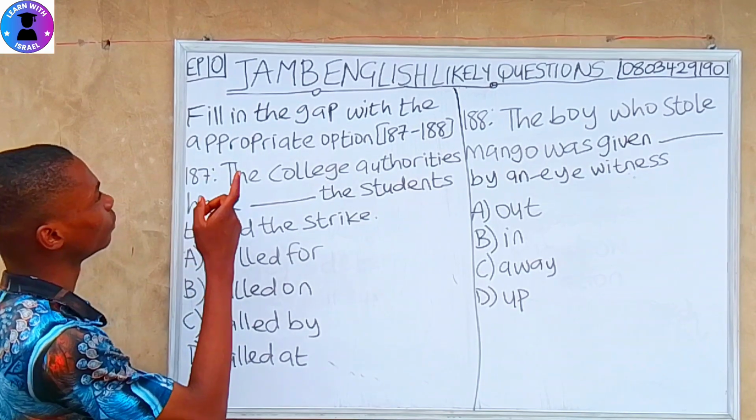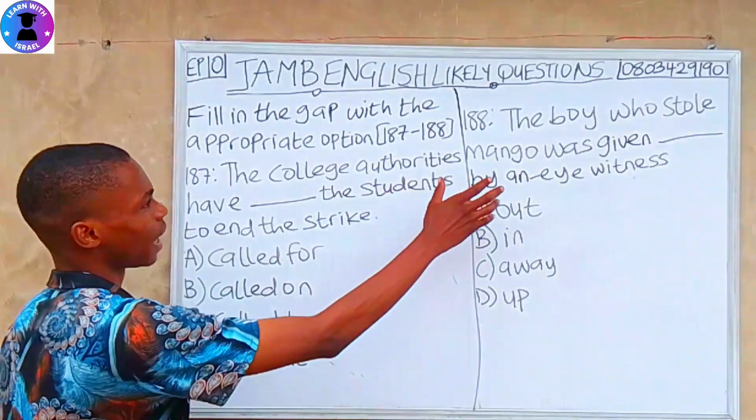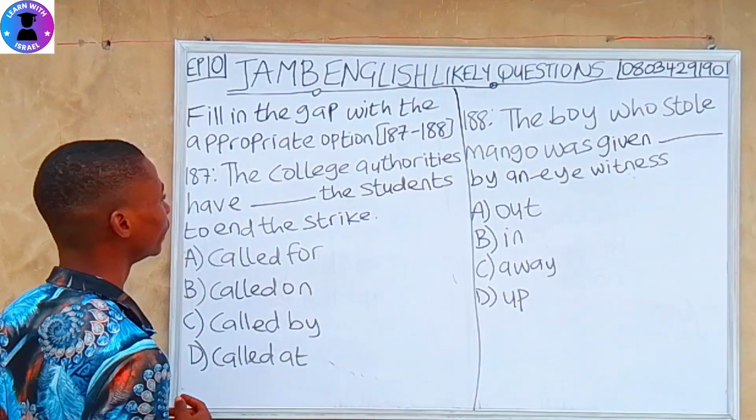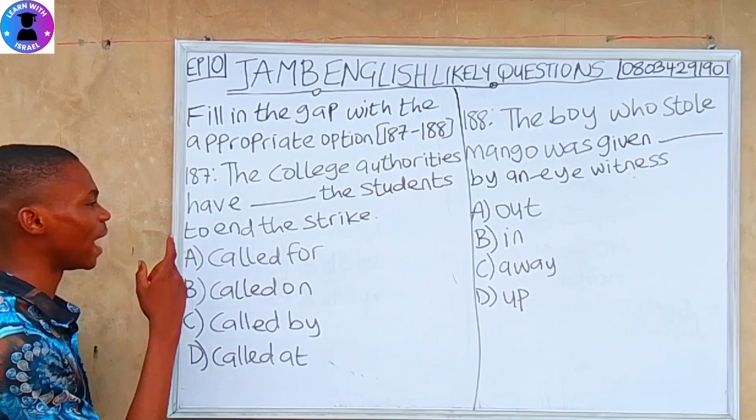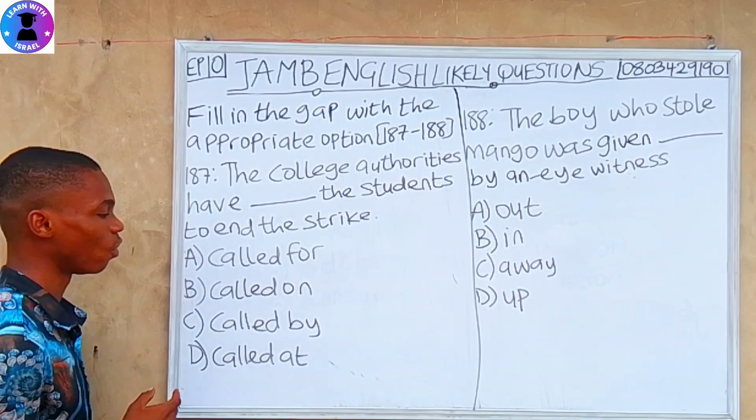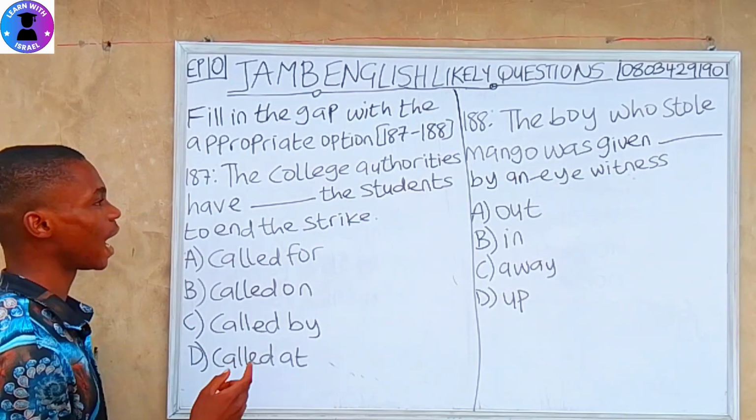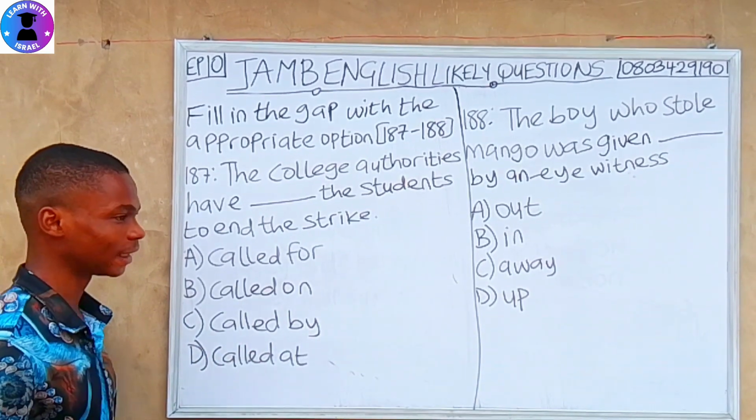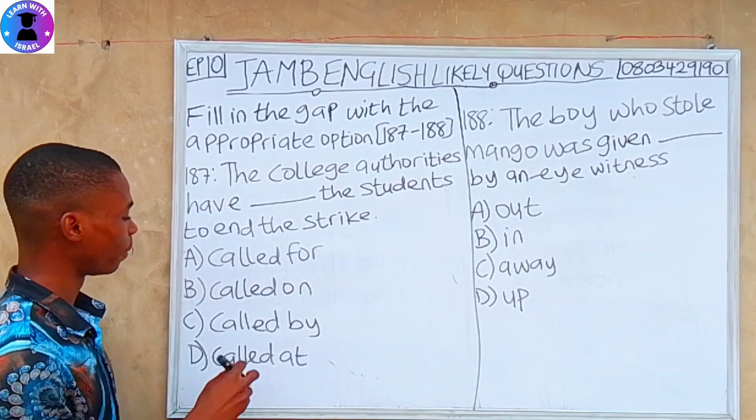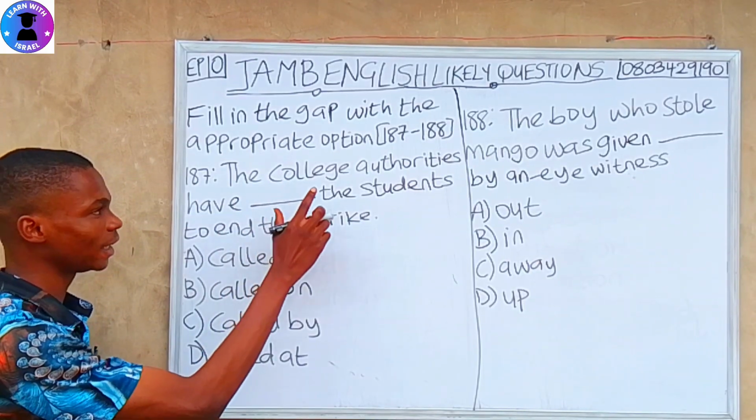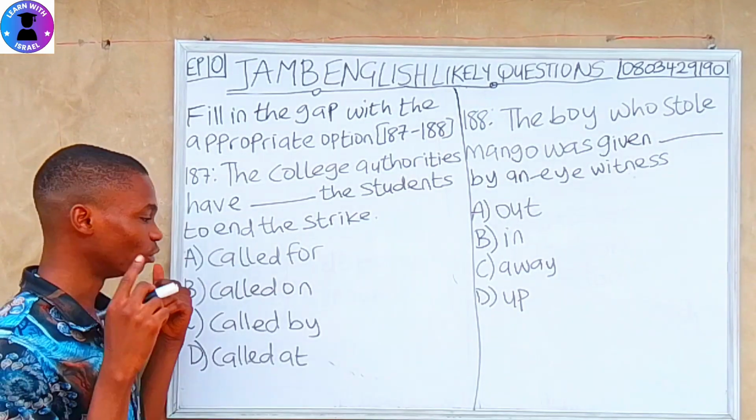Filling the gap with the appropriate option. This is from question 187 and 188. Question 187. The college authorities have dash the students to end the strike. A, called for. B, called on. C, called by. D, called at. So called at is wrong. Option C, the college authorities have called by the students. No, that doesn't sound well.